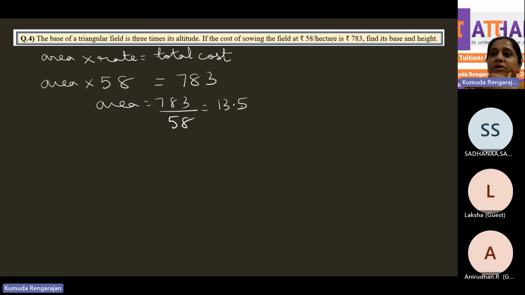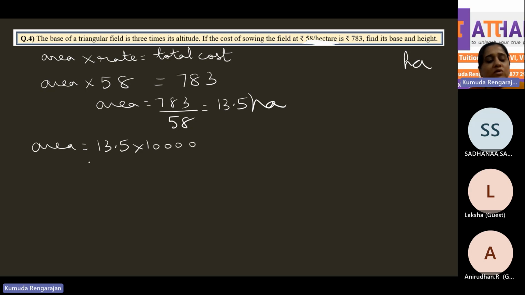What's the unit for 13.5? Hectares, because it is 58 rupees per hectare. So hectare is the area, and the short for hectare is HA. But we don't want area in hectares, we want area in meter square. So how do you convert hectares to meter square? Multiply by 10,000. So area is equal to 13.5 into 10,000 into 10,000, converted to meter square.